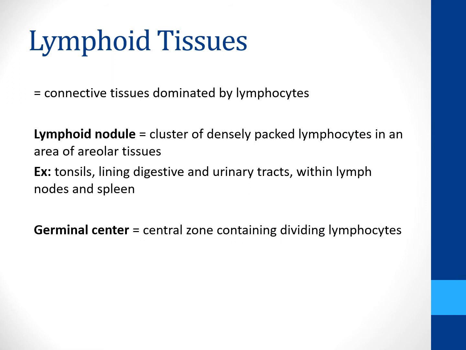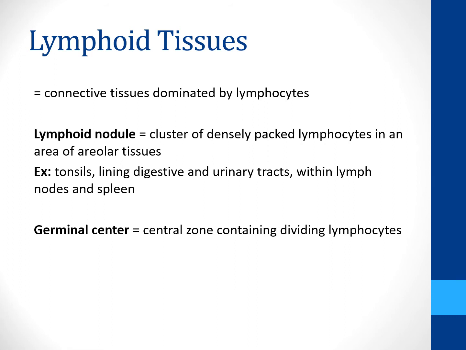So we're going to look at different lymphoid tissues. These are connective tissues that are dominated by lymphocytes, and then we find these throughout the body. A lymphoid nodule is a cluster of these densely packed lymphocytes that's within an area of areolar connective tissue. So lymphoid nodules do not have a capsule.